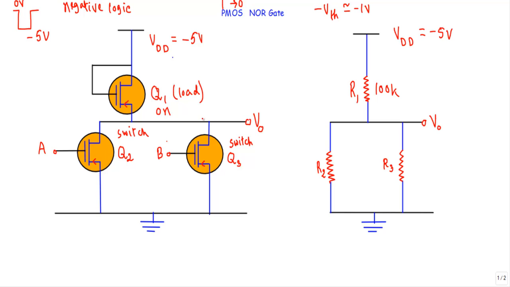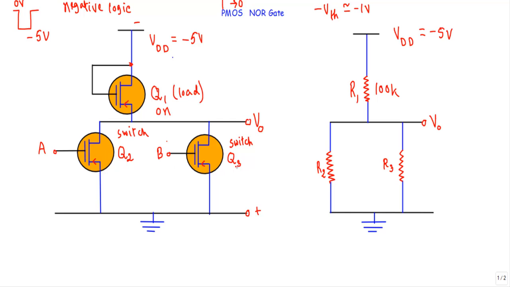How do we put the transistor Q1 in on state? See, this is our VDD, minus 5 volt. That means the negative terminal of VDD is here and the positive terminal is here. The minus 5 volt is applied at the gate terminal of the transistor Q1, so it will always be in on state. And we fabricate the transistor Q1 so that its on state resistance is around 100 kilo ohm. So I can replace the Q1 transistor with a resistor of 100 kilo ohm.